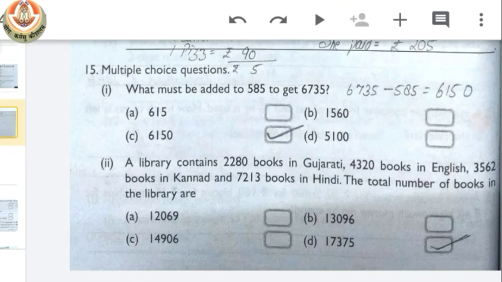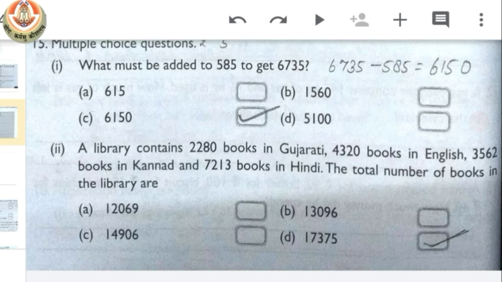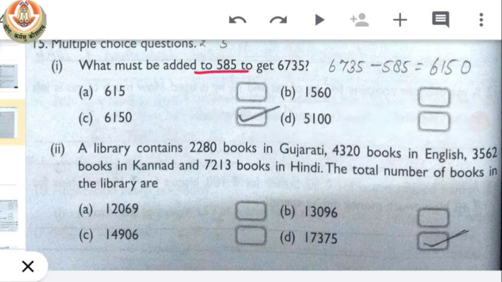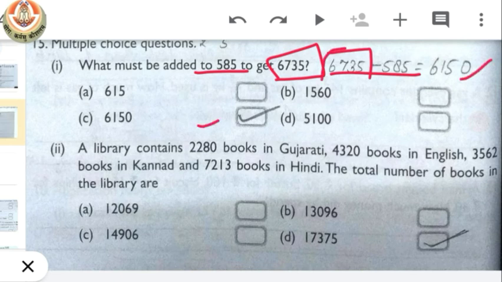Now the next is, we have multiple choice questions. So the first part is, what must be added to 585 to get 6735? To get its answer, we have to subtract 585 from 6735, and we get our answer, which is 6150.